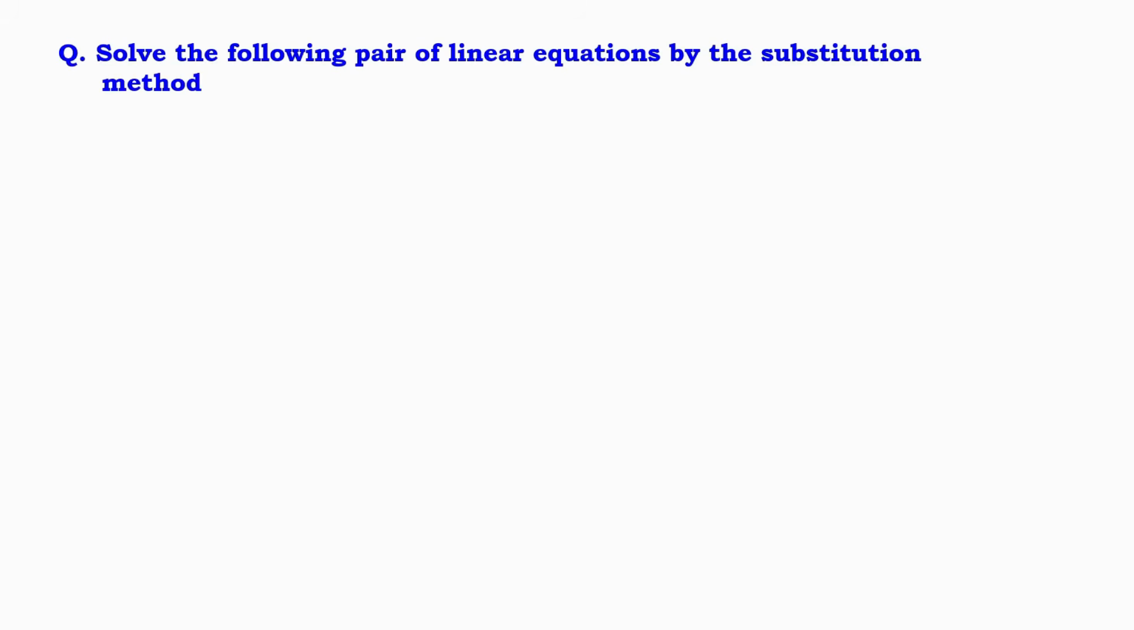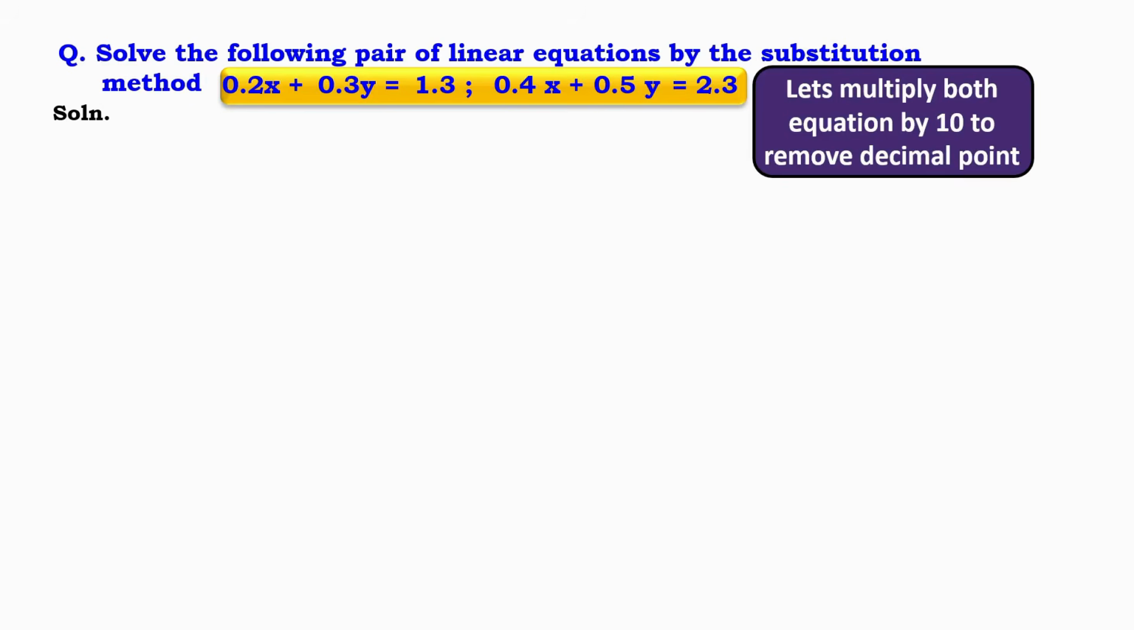Now let us solve another pair of linear equations using the substitution method. The equations are 0.2x plus 0.3y equals 1.3 and 0.4x plus 0.5y equals 2.3. Since the equations contain decimal numbers, it is easier to first remove the decimal points. So we multiply both equations by 10.